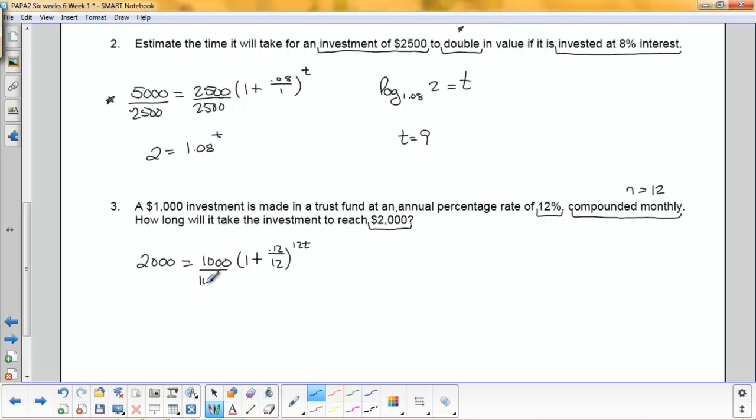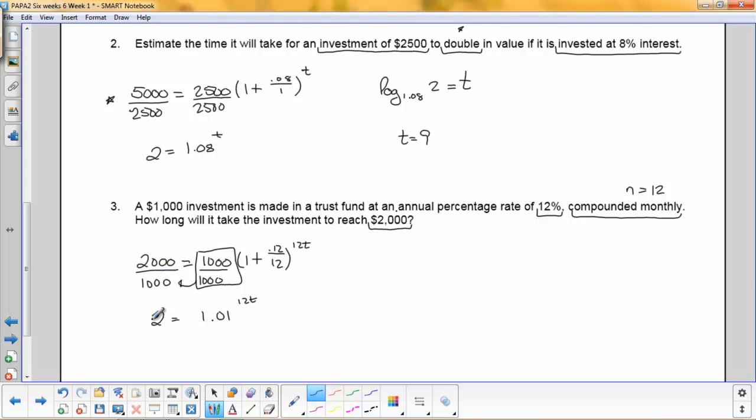Divide out your 1,000 first to make your calculations easier, and that gives me 2 equals 1.01 if you do this parentheses, and then you get 12t. Moving this number first makes your calculations a lot more manageable. So please always look at this when you're solving for any variables inside of this part of your compound interest formula, and move that number away first.